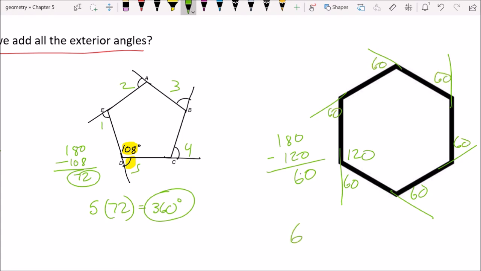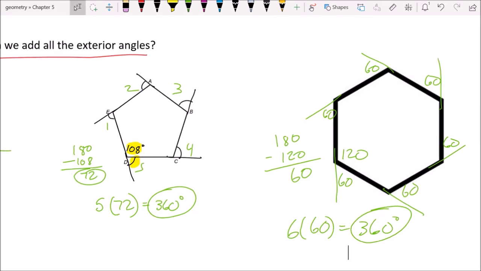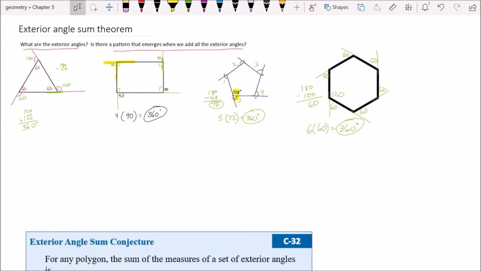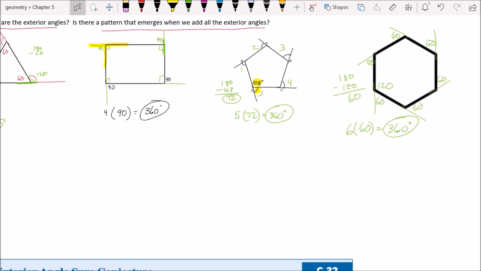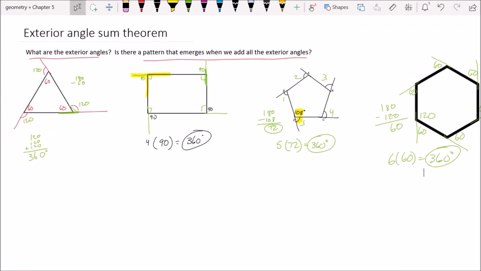Okay, there's 6 angles. Each one is 60. And what's that? You guessed it. That's 360 as well. So y'all check it out. That's a pretty strong pattern. We're doing a calculation for a bunch of different shapes and we're getting the same thing over and over and over again. This is not proof that it would always work, but it's evidence that would suggest to us that, yeah, that seems like that's a truth.